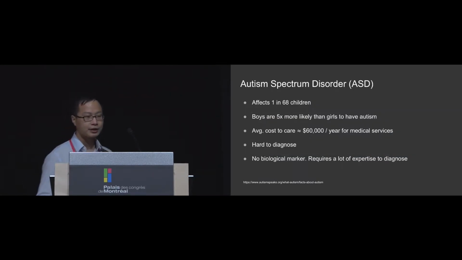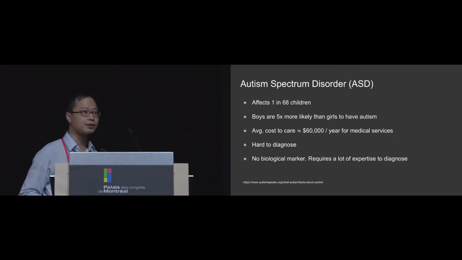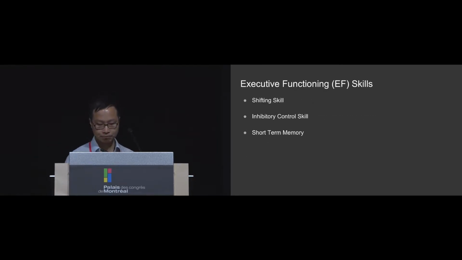Nowadays, in every 68 children, 1 is affected by autism. And boys are 5 times more likely than girls to have autism. The average cost to care for a child with autism is about $60,000 per year for medical care. And the problem with autism is that it's hard to diagnose. There is no biological marker for it, which means it requires lots of expertise to diagnose autism.